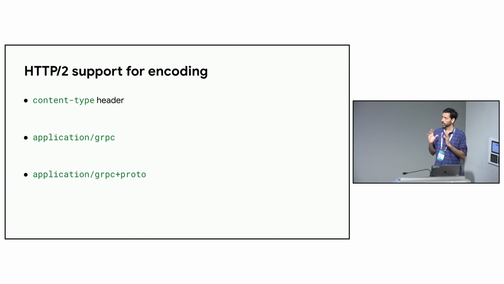HTTP2 is the transport that is used by default, and it supports a header called content-type, which specifies the nature of the data that's being sent in the request or the response message. The value for that in gRPC requests and responses usually has the application/grpc prefix, and it's suffixed by the actual encoding being used. So if you're using the protobuf encoding, then on the wire, the value for this header will be application/grpc+proto.